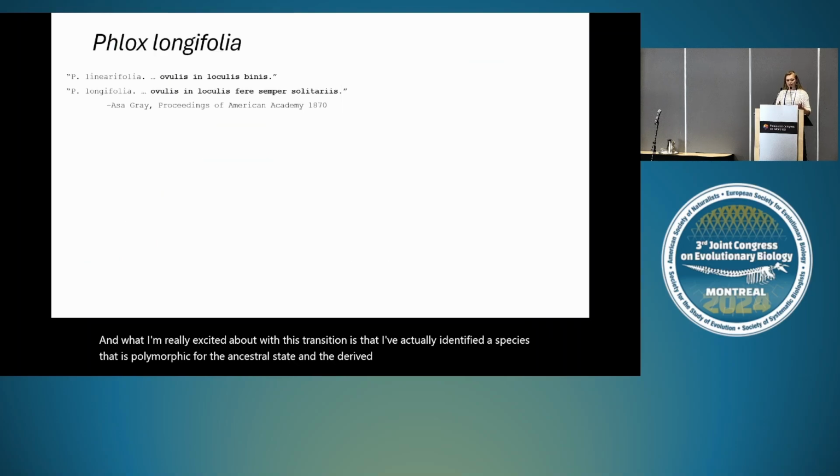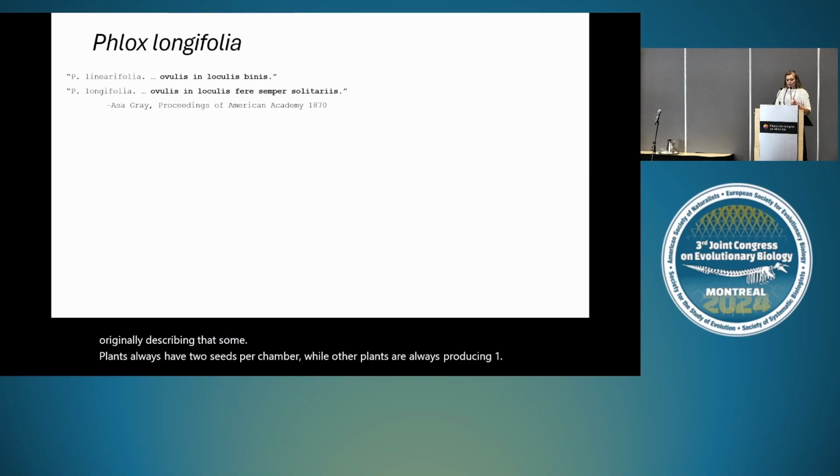This work started all from 2 sentences written by Asa Gray in 1870 describing this variation in ovule packaging between what he was terming at the time 2 different species. This taxonomy has since been redescribed, and it's no longer considered to be 2 different species, but he was originally describing that some plants always have 2 seeds per chamber, while other plants are always producing 1.